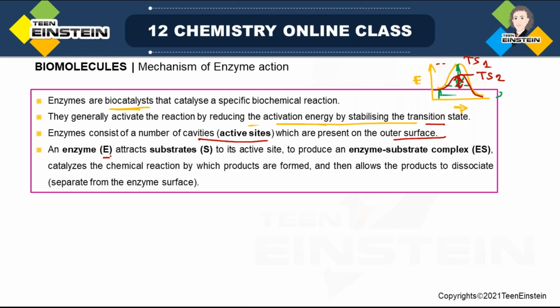Now the enzyme E and the substrate, that is a reactant. What happens is that the enzyme will attract the substrate, not at just any particular position. It will attract the reactant or substrate S to its active site only, and it will produce an intermediate enzyme substrate complex, which is known as ES.